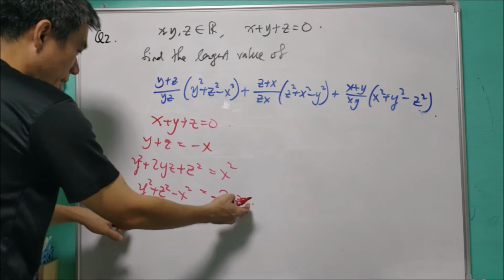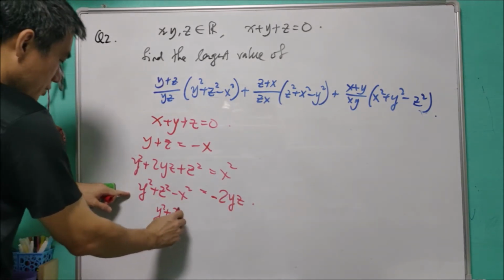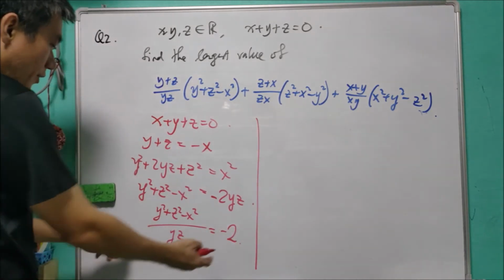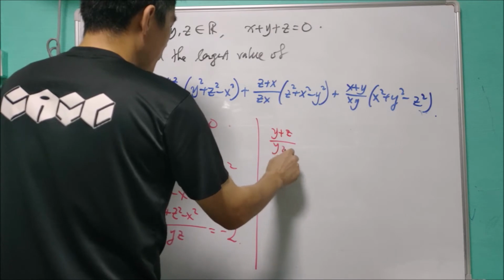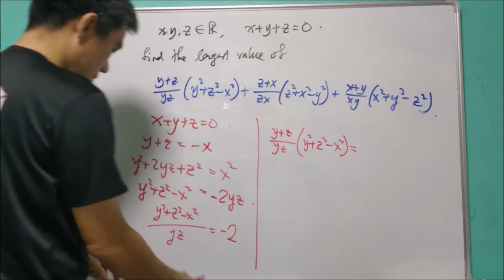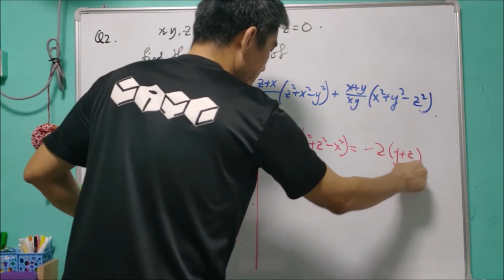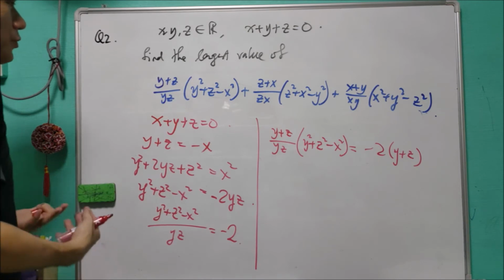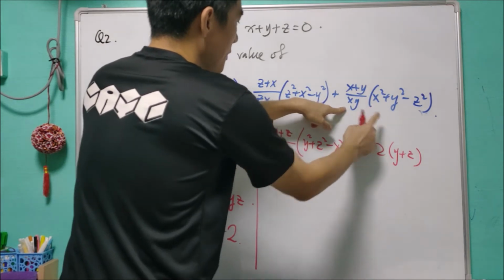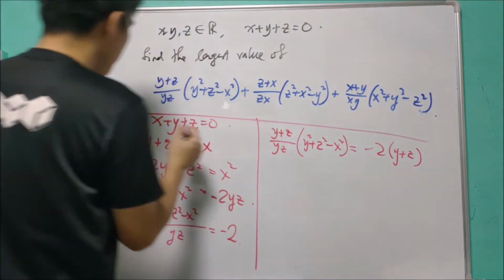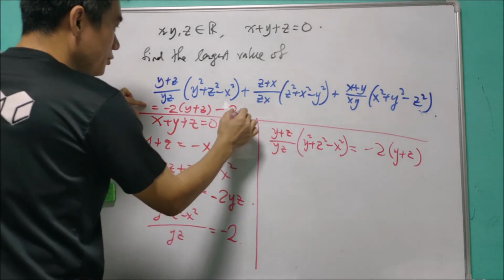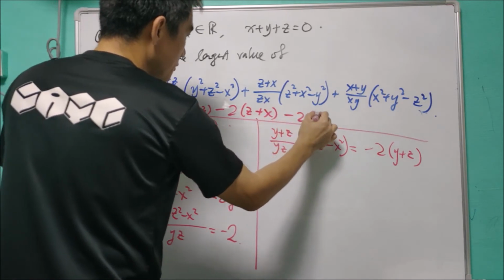So we can divide both sides by yz in this case. y squared plus z squared minus x squared over yz is equal to negative 2, and therefore y squared plus z squared minus x squared over yz equals negative 2 times (y plus z) over yz. Using a similar argument, we can get this is actually equal to negative 2 (z plus x), and this is negative 2 (x plus y). Therefore, I can just say that this is negative 2(y plus z), negative 2(z plus x), and negative 2(x plus y).